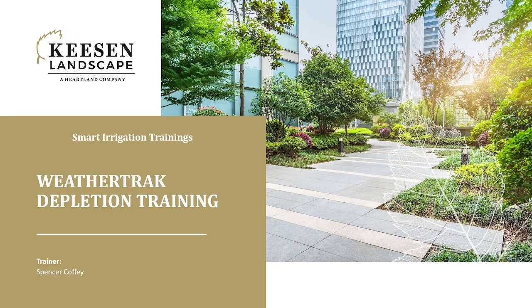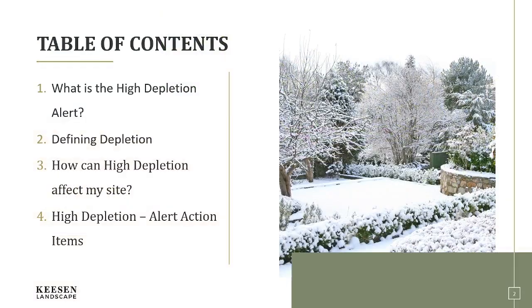I am Spencer Coffey, and today we will be running through everything that is depletion in the WeatherTRAK system. If you would like this training in writing, I have linked both an English and a Spanish version of this training in the description. Today we will cover, what is the high depletion alert? In other words, what is that alert trying to tell me? And to understand that, we need to cover depletion and what that actually means. Lastly, we'll discuss some action items related to the high depletion alert and how you can resolve it.